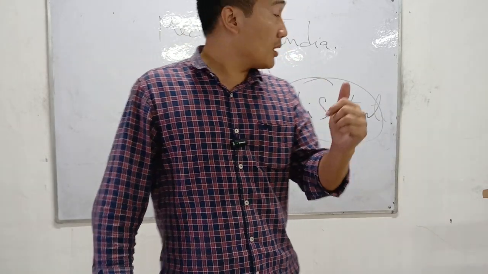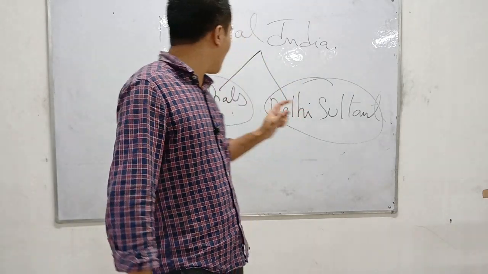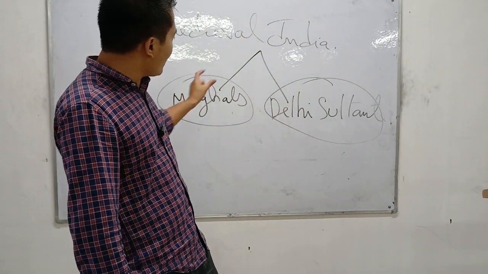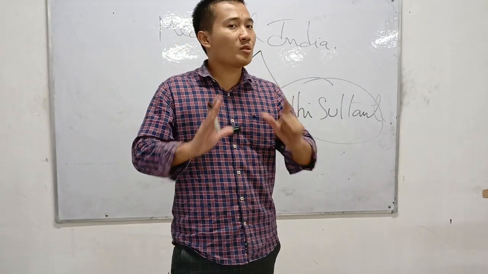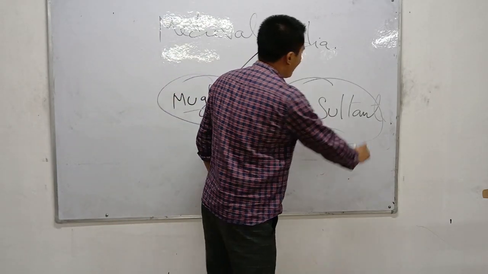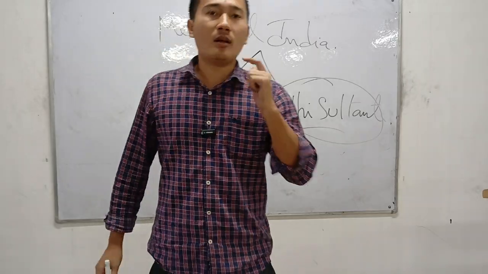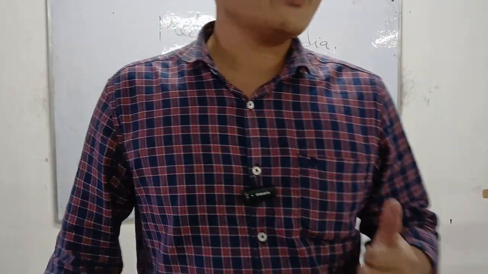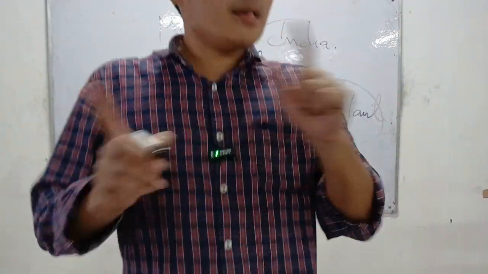In medieval, the syllabus is small. It is all about the Mughals and the Delhi Sultanate. So these are the 2 dynasties I'm going to focus on. But remember, the Mughals and the Delhi Sultanate I'm going to take up tomorrow. Today, I will discuss the early medievals.